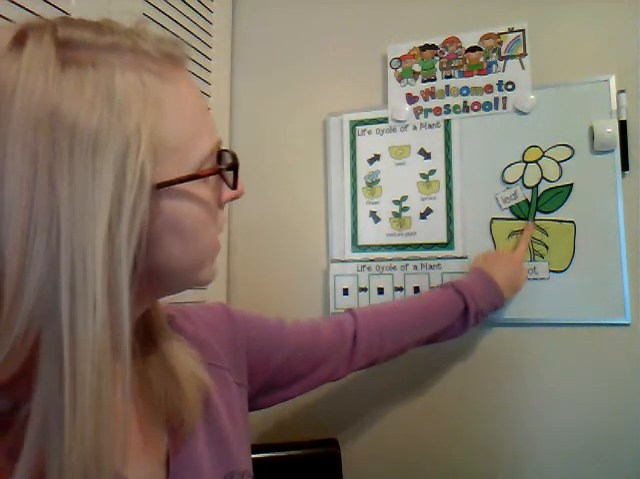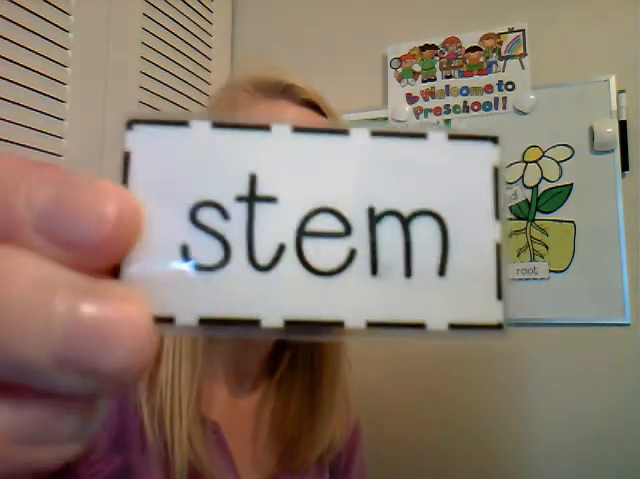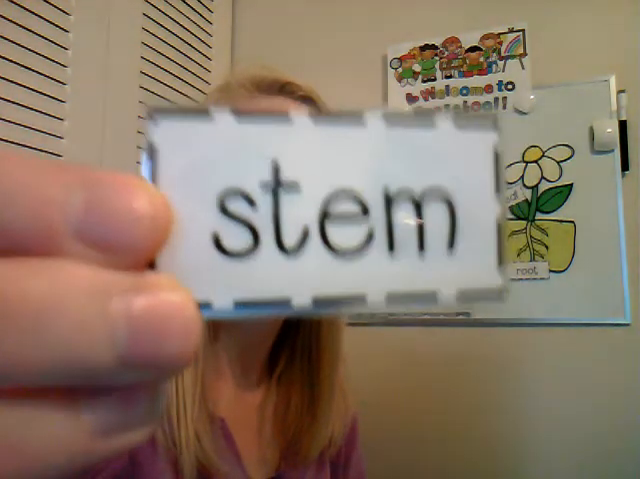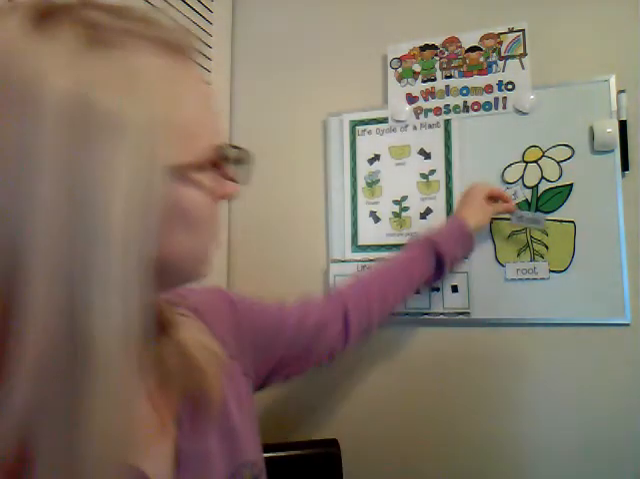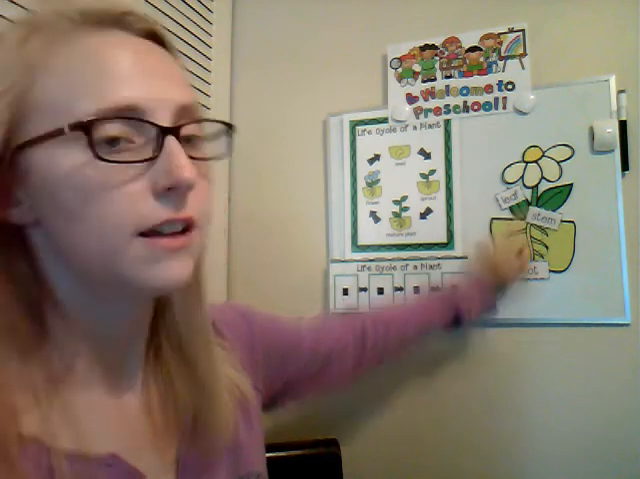Now, what is this part that grows up out of the ground? Do you remember? That part of the flower or plant is called the stem. Stem starts with the letter S. I'm going to put that right here so that we remember this is the stem.